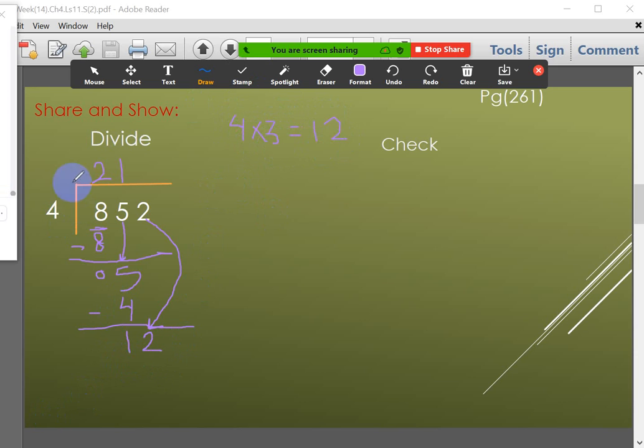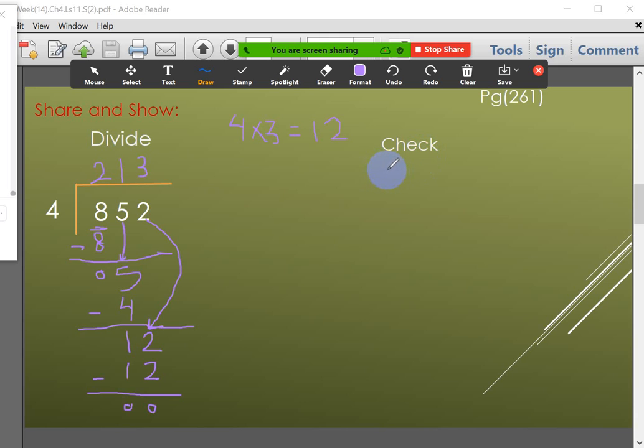That means 12 divided by 4 equals 3 in the ones digit, because we are dividing the ones. Now 3 multiplied by 4 equals 12. Then I will subtract. 2 minus 2 equals 0, 1 minus 1 equals 0 also. Okay? There is a check step here. I will check if my quotient is correct or not. So the quotient here is 213.